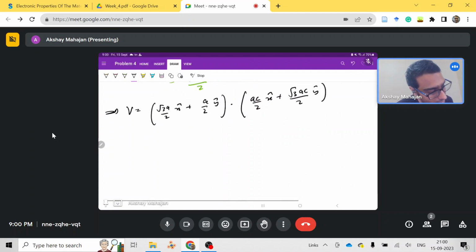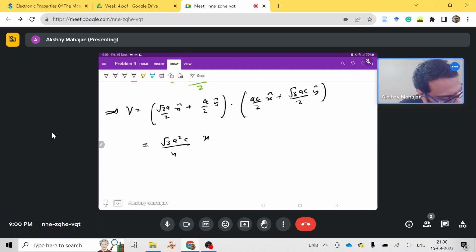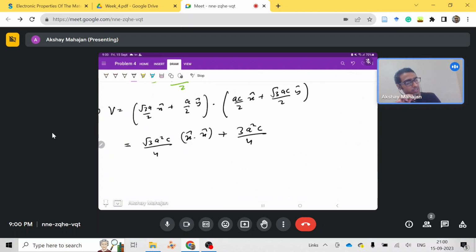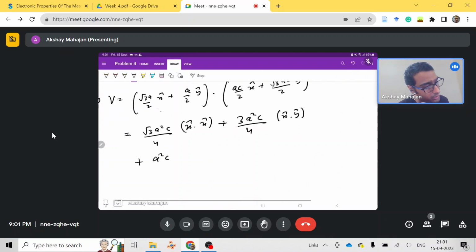Alright, now if you do a dot product, what you get is root 3 a square c by 4, these two scalars with x cap dot x cap, plus we will have a 3 a square c by 4. So I am just showing you, instead of writing directly the answer, this time how this calculation is done. X cap dot y cap plus we have a square. From these two, we do x cap, the first term and the second term of the dot product.